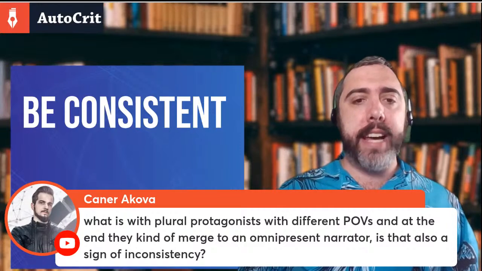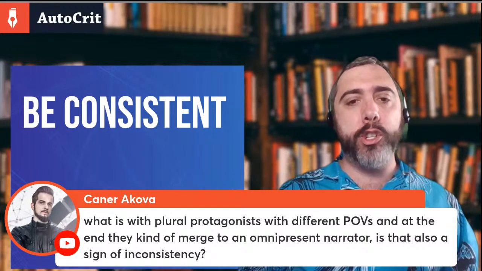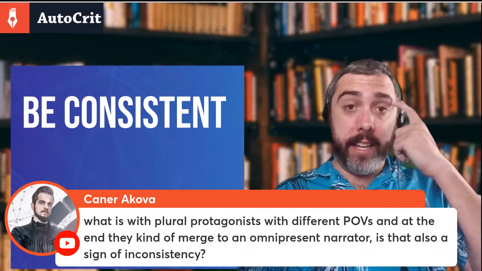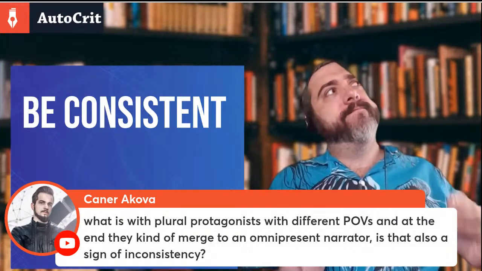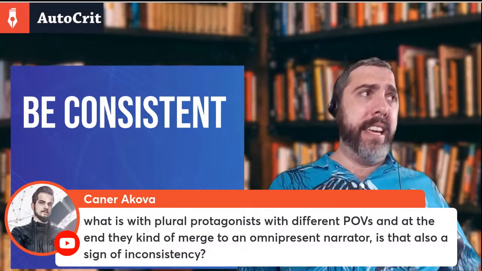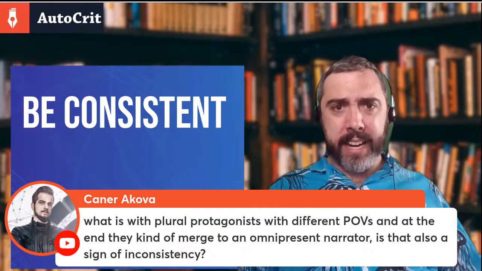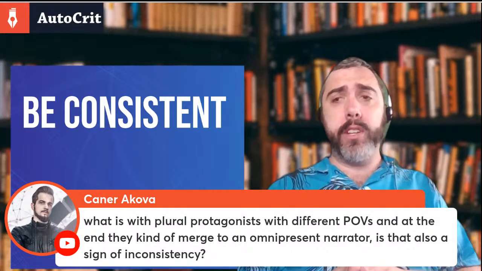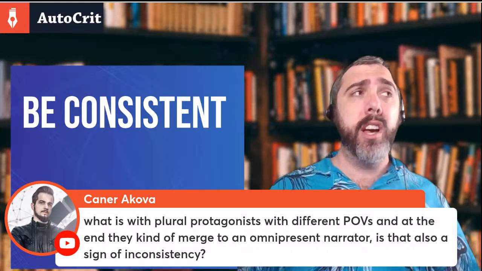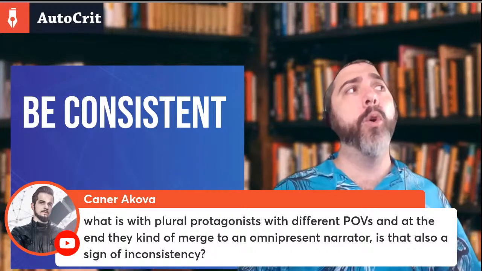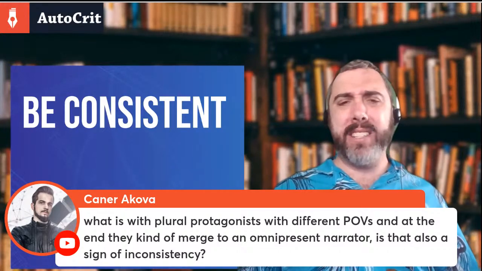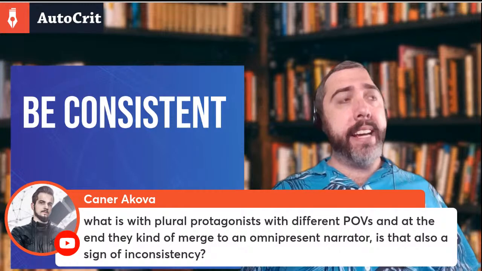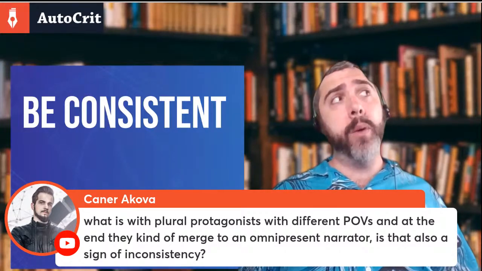Let's see. What about plural protagonists with different POVs, and at the end they kind of merge to an omnipresent narrator? Is that also a sign of inconsistency? This is more like a dramatic style that is promised to the audience, and I would say you do have to be careful when you break that. If you have a story and it's all in first person, and then all of a sudden you have a chapter in third person, that can seem gimmicky, or it's such a break in the style that the audience can be kind of ripped out, and that's not the best. But it can be effective. I can't say never do it, but I will say be careful when you do it.